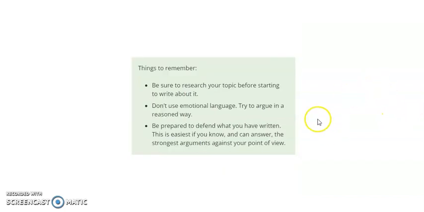Things to remember: be sure to research your topic before starting to write about it. This is something that a lot of people forget. You don't just start writing right away. And when you write something like this, first of all, you have to do some research so you know what you can say. And don't use emotional language.